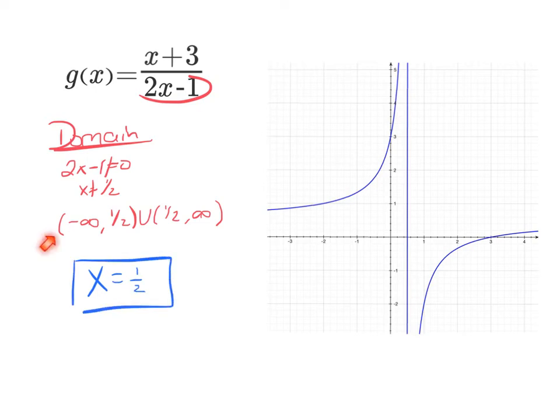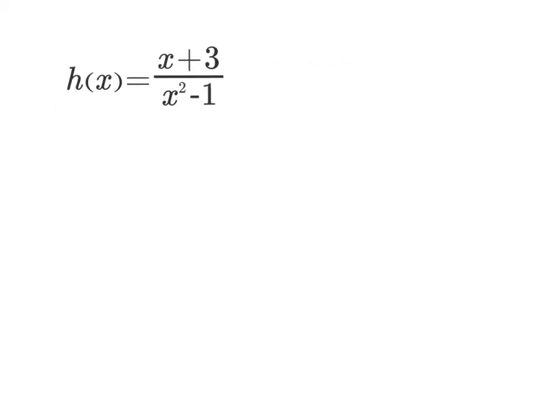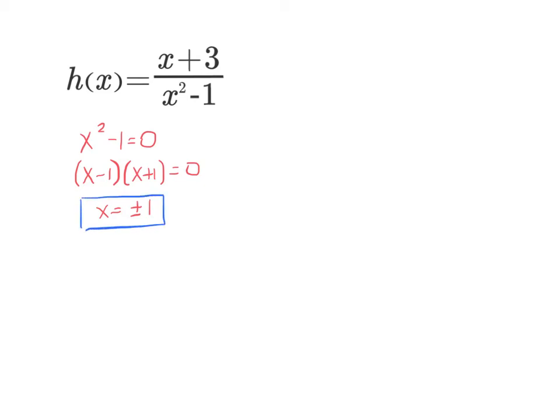Now notice how closely the domain is linked with where the vertical asymptote is going to be. We can find the equation of a vertical asymptote the same way that we would find the domain of a rational function. So here's a third function, h of x, which is again rational because we've got a polynomial over a polynomial. If we wanted to find the vertical asymptotes, all we need to do is set the denominator equal to 0. And we get two vertical asymptotes, one at positive 1 and one at negative 1.